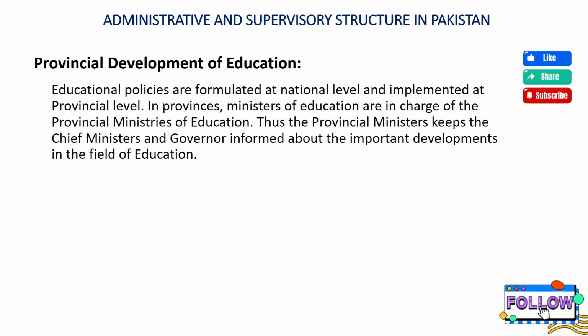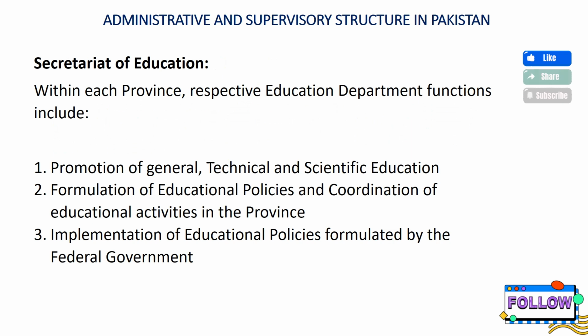The next is the provincial department of education. Educational policies are formulated at the national level and implemented at the provincial level. In provinces, ministers of education are in charge of the provincial ministries of education. The provincial ministers keep the chief minister and governor informed about important developments in the field of education. In the Secretariat of Education within each province, the respective education department's functions include the promotion of general, technical, and scientific education, as well as formulating educational policies and coordination of educational activities in the province. They also implement educational policies formulated by the federal government. So these are their duties.